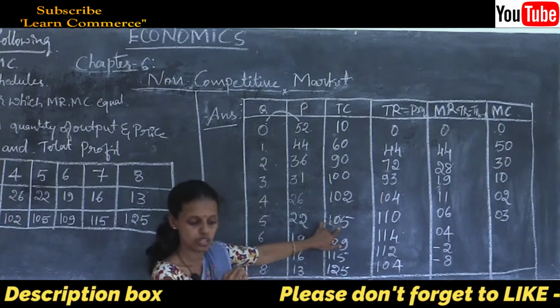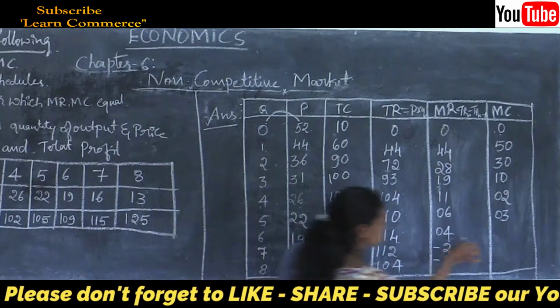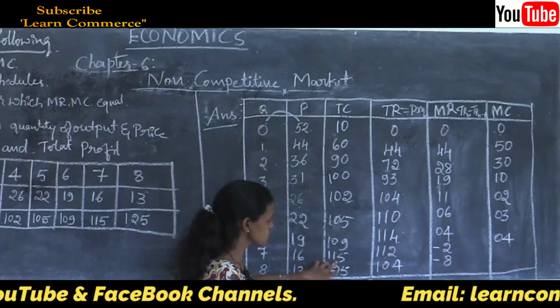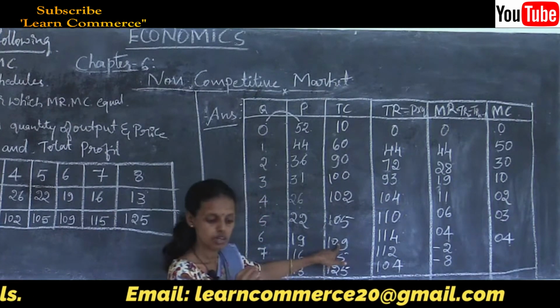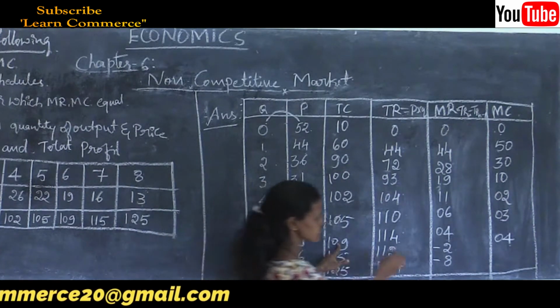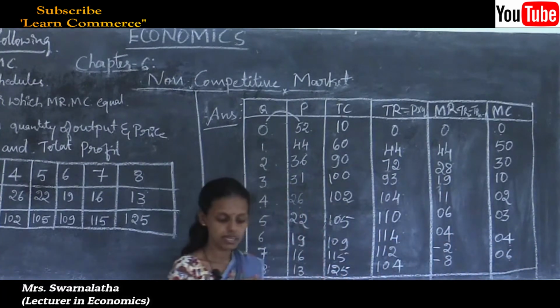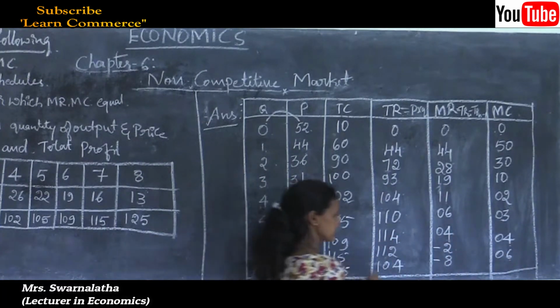109 minus 105 is 4, 04. Next 115 minus 109 is 6. Next 125 minus 115 is 10.